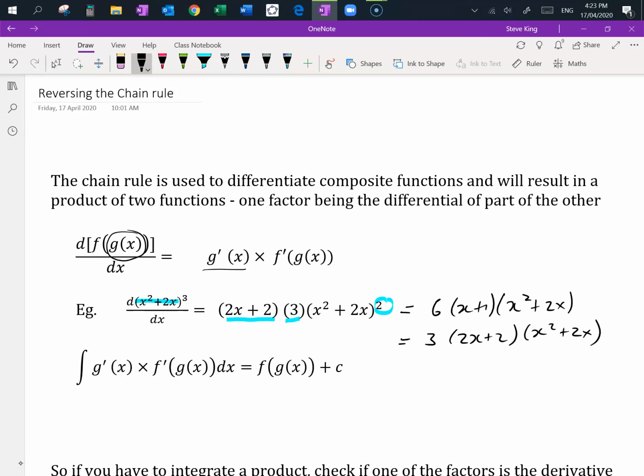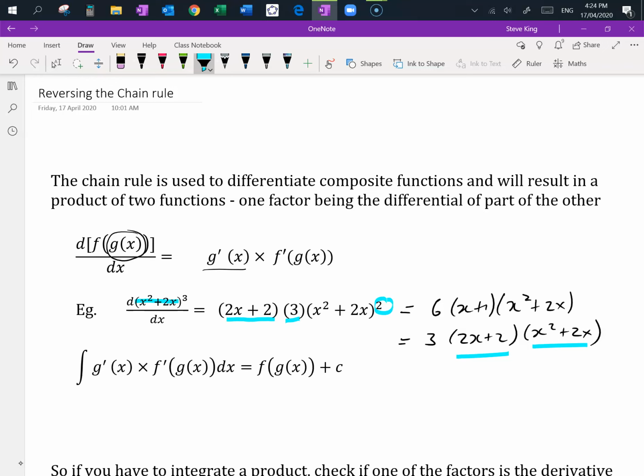then I can see that there is this link here between this bracket and that bracket. This bracket being the derivative of the other bracket. And this is what you've got to look out for. So if you come up with an integration where you are dealing with a product, then one of the questions you're going to have to ask yourself is, is this a case of reversing the chain rule?